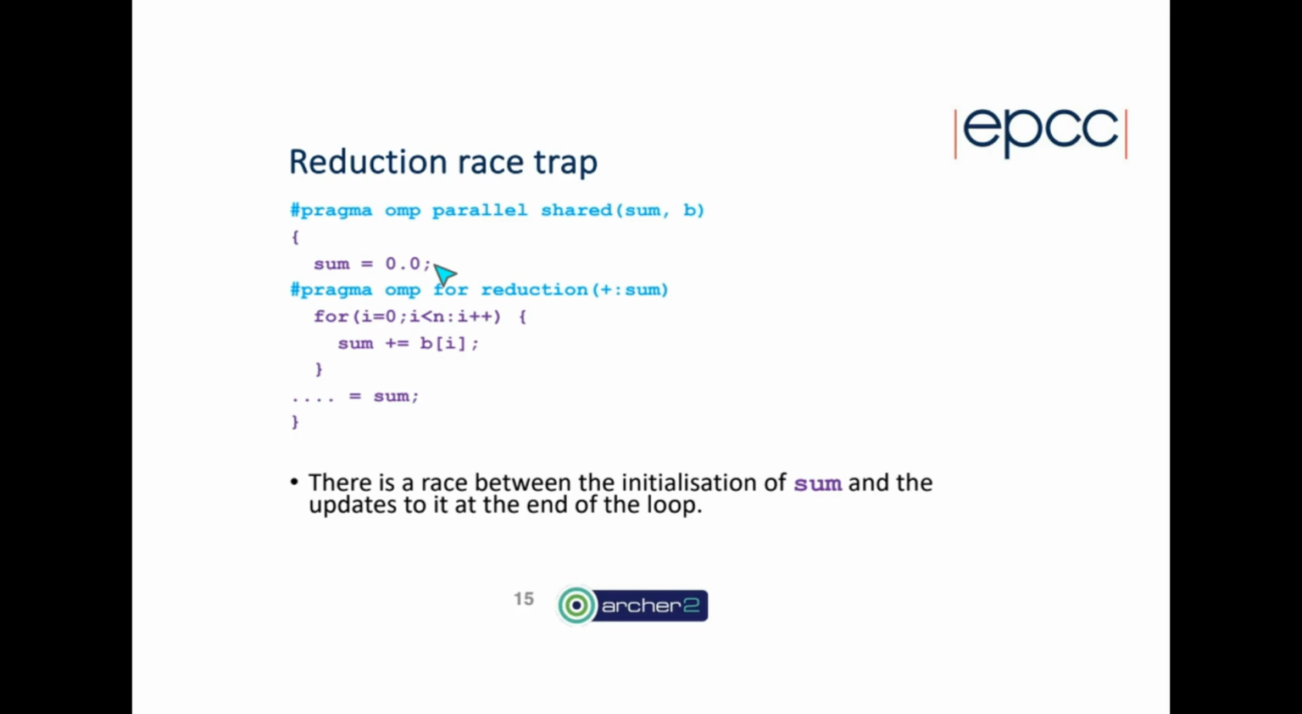So in this example, obviously, you could just move the initialization of sum outside the parallel region, but that's not always possible. If, for example, there's a sequential loop inside here around all this, then you have to be able to reset sum for every loop iteration. So you would still face the same problem.